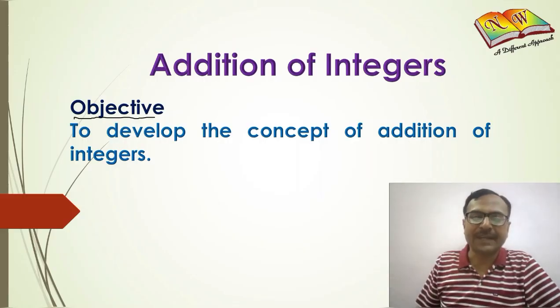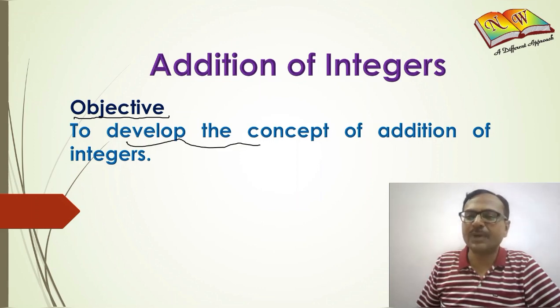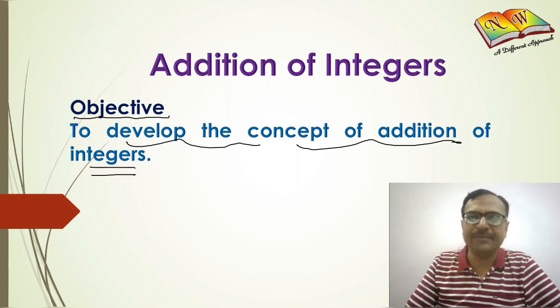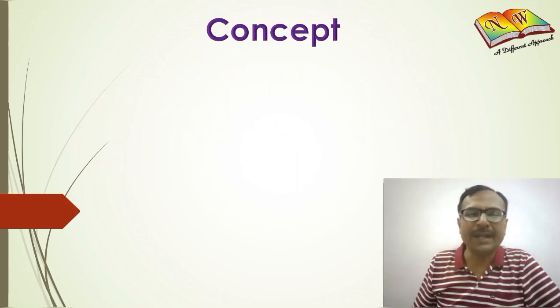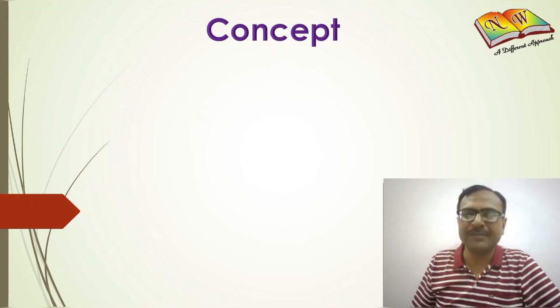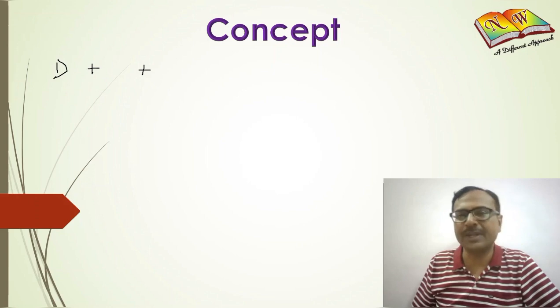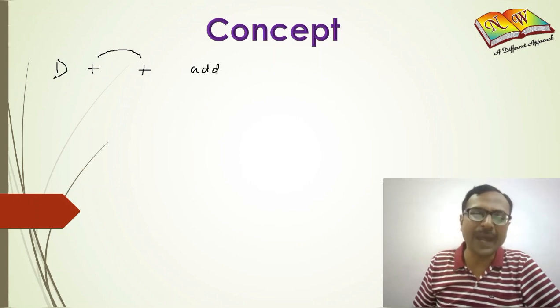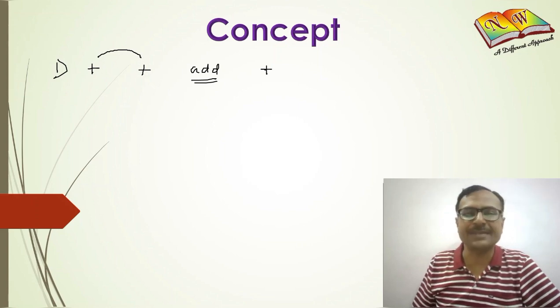The objective of this activity is to develop the concept of addition of integers. Let's see the concept in hand first. So when you have to add integers, you have to take care of 4 rules. The first one is when the first integer is positive and the second integer is also positive and you are trying to add them. Positive and positive make a positive, and therefore you have to add the integers and put a positive sign in the answer.